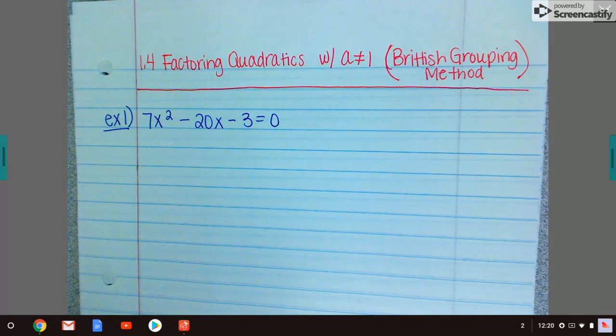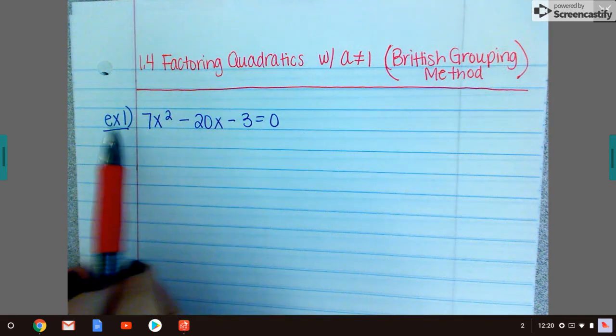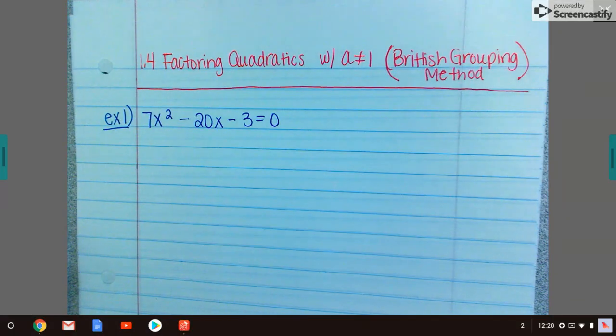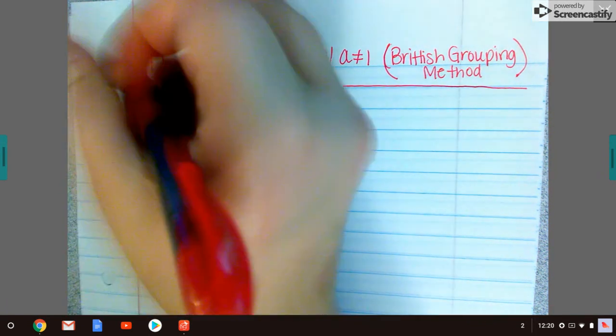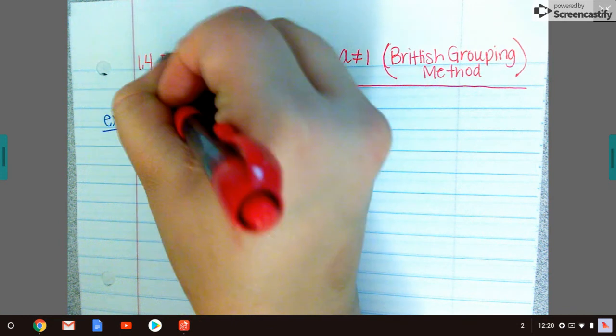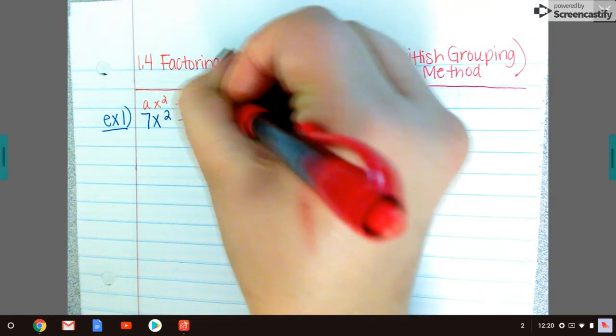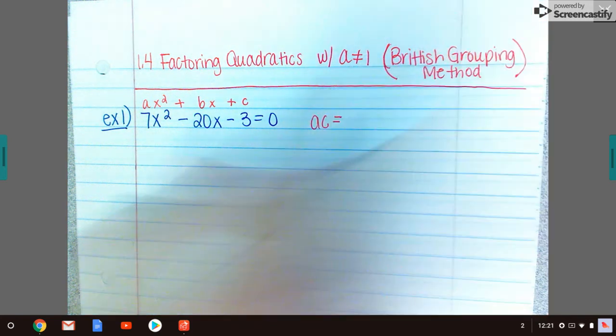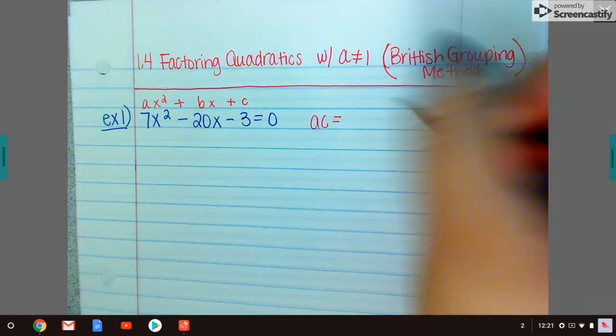I have ourselves a quadratic and a is not equal to 1, and I can't factor anything out as a greatest common factor. Nothing goes into all three of the terms. So our method here is to first look at AC. Remember, we are in the setup ax squared plus bx plus c. So I'm going to look at AC. So 7 times negative 3.